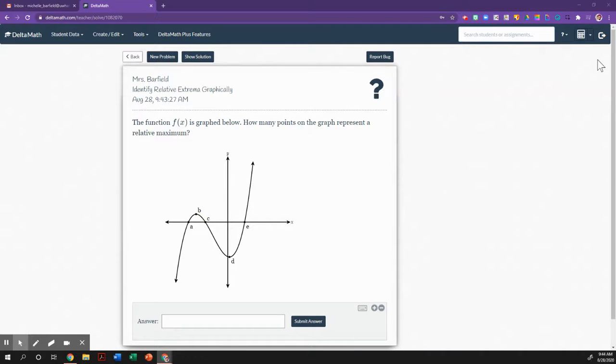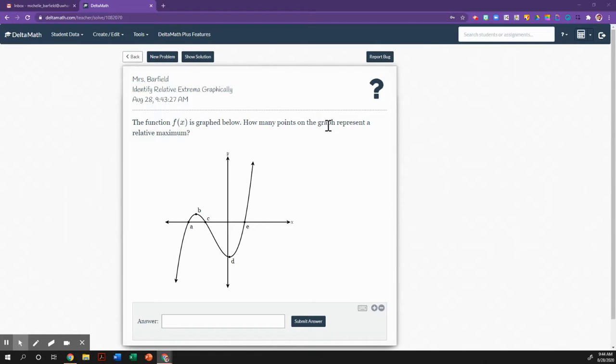Good morning, you guys. So let's go ahead and look at the problems that are going to be in your Delta Math assignment, just that way you've got an idea of what you're going to be doing. All right. So it just says here that we're going to be identifying relative extrema. Okay. So that means we're looking at our maximums and our minimums.